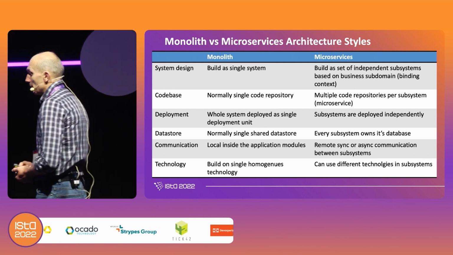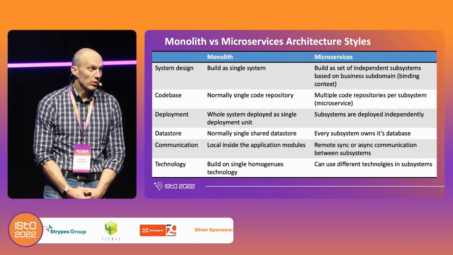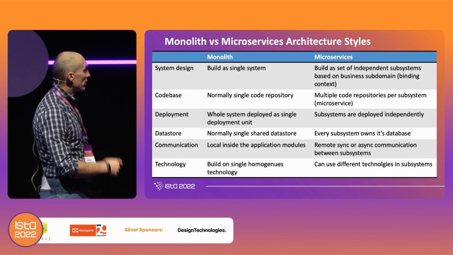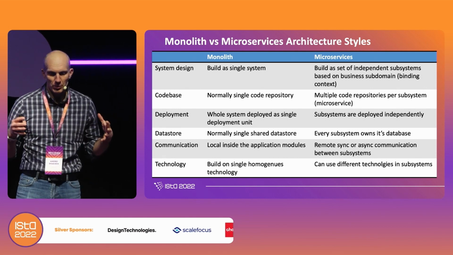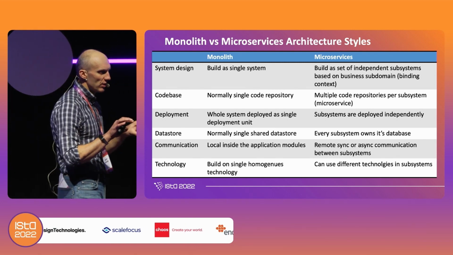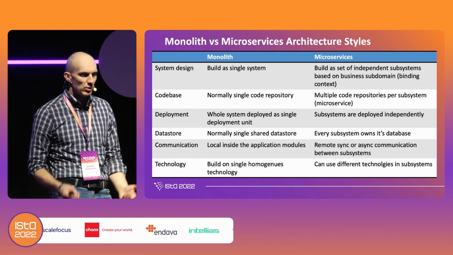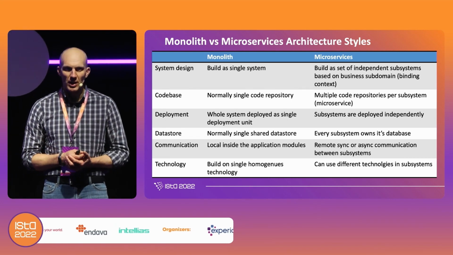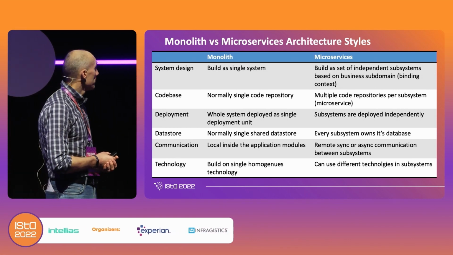So first of all, what is the difference between the monolith and microservice architecture style? From my point of view, there are some aspects that are the most important. The first is system design. A monolith system is designed from scratch as a single large complex system. A microservice system is designed as a set of independent subsystems, let's say more or less independent. Of course, there are some relations between them, but the goal is to keep these relations as few as possible and as weak as possible. So it's more or less loosely coupled.